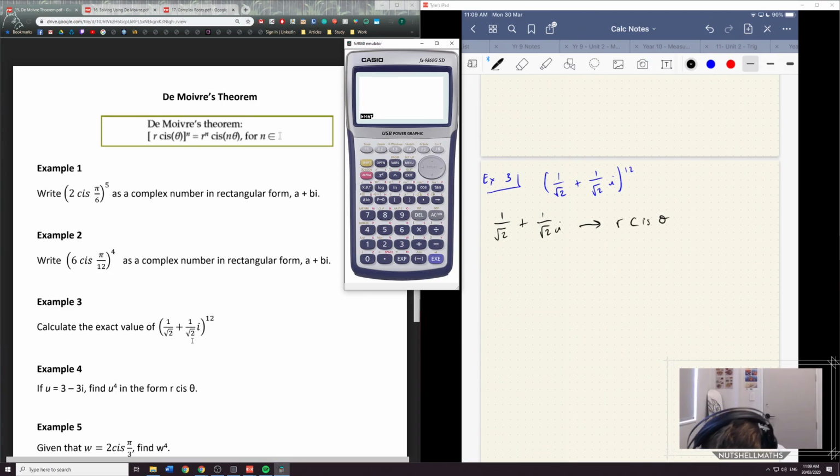R is quite obviously going to be the square root of the first one squared, 1 over root 2 squared, plus the last one squared. This is getting a bit small, let me do it underwards. R equals the square root of 1 over root 2 all squared plus 1 over root 2 all squared.